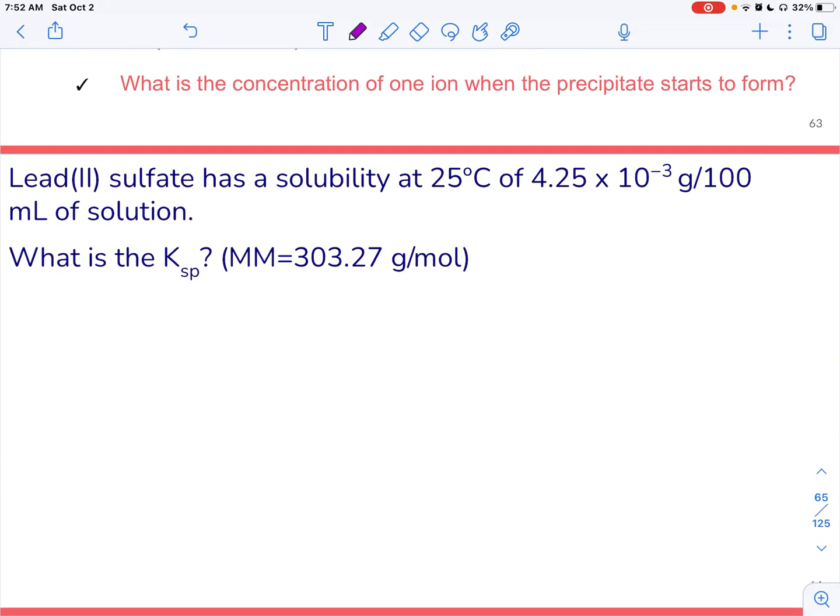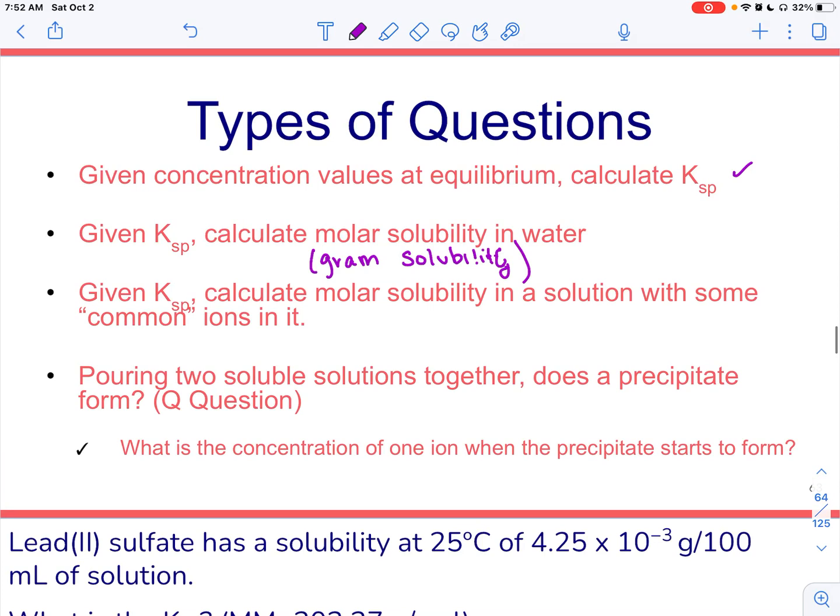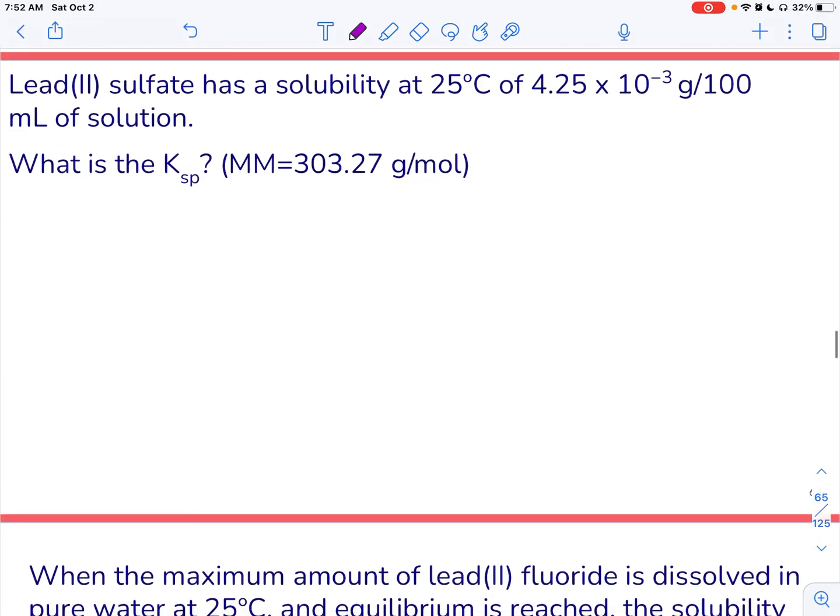All right, so let's take a look at another problem where we're looking for and finding Ksp, like that first type of question. Lead 2 sulfate has a solubility at 25 degrees Celsius of 4.25 times 10 to the negative 3 grams per 100 milliliters. What is the Ksp? And then they give us the molar mass of our lead 2 sulfate so that we don't have to worry about calculating that. So first thing I'm going to do is write the Ksp equation.